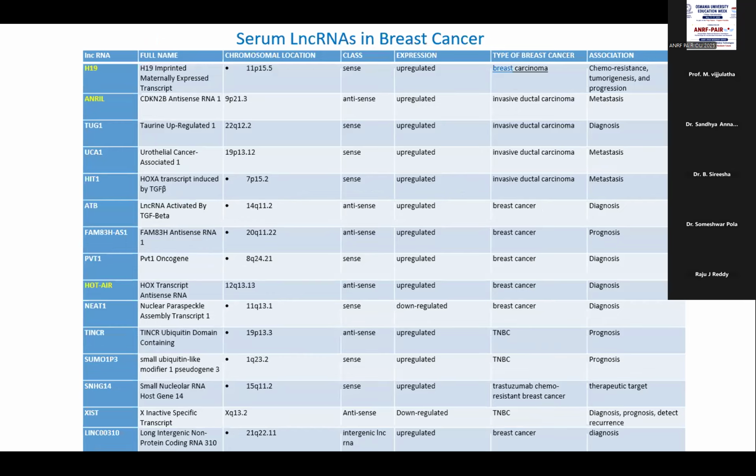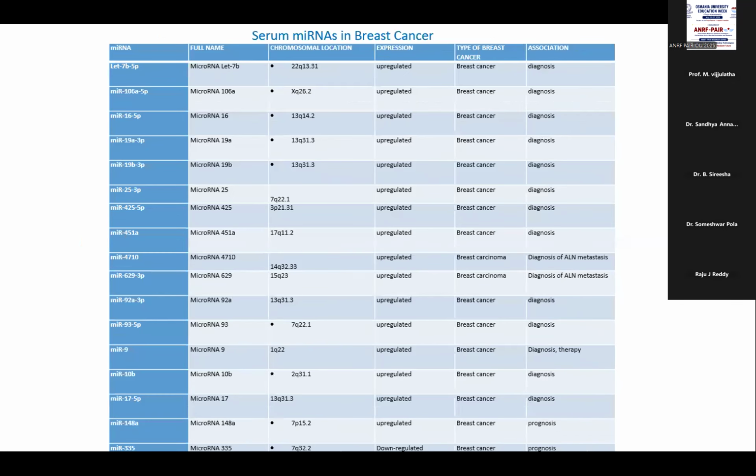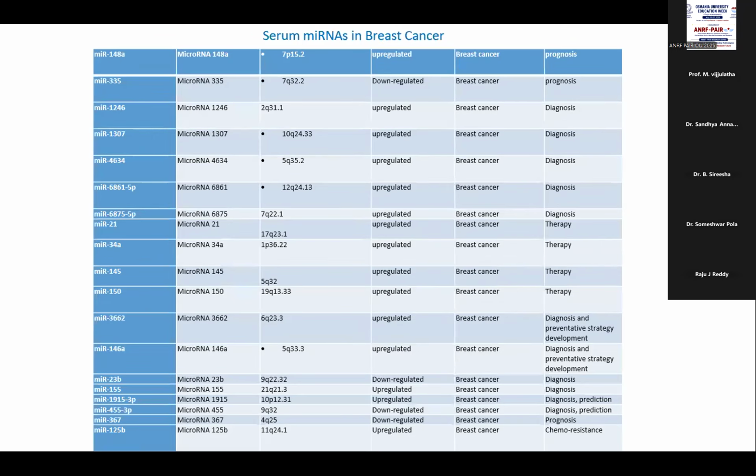Also, we have identified a couple of serum long non-coding RNAs, of which we are planning to analyze H19, NANDRL, and HOTAIR for now in this study. We have also looked at the serum microRNAs in breast cancer, which are differentially expressed at different stages, both at diagnosis as well as during therapy, or also in resistant cases. So combining all these high-prioritized lncRNAs, miRNAs, and the variants, we are trying to generate nodal networks and the significant pathways that can be targeted with available molecular targeted therapies.